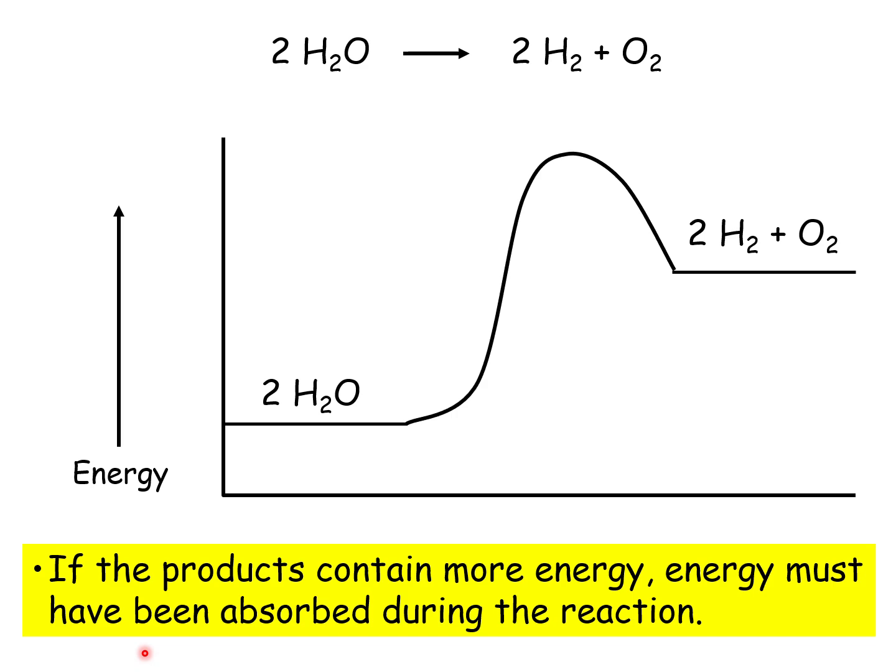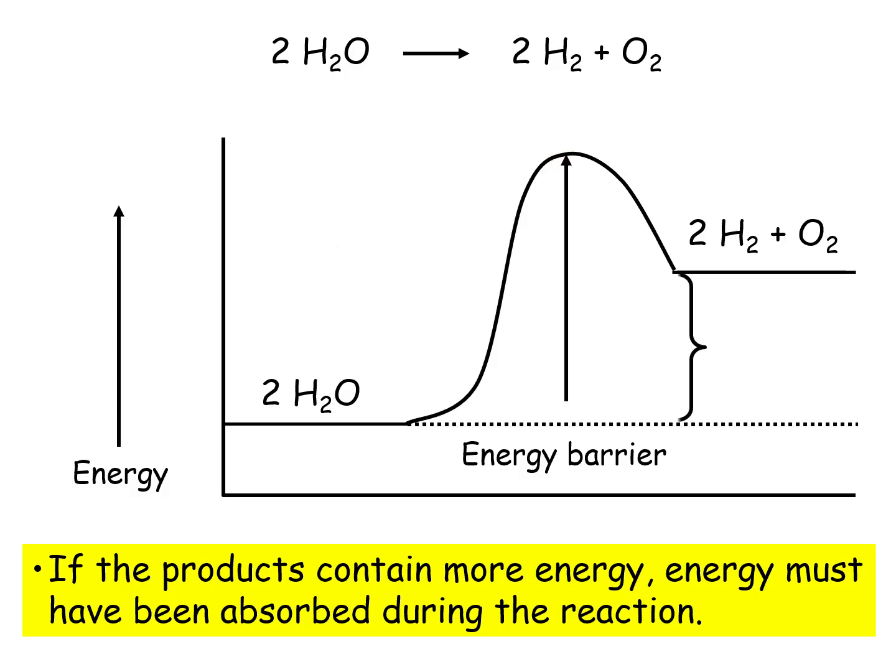So if your products are at a higher energy level, that means that energy must have been absorbed. And so there's our energy level. Now it's going to be the enthalpy change of the reaction plus that activation energy. And we end up with a positive delta H.